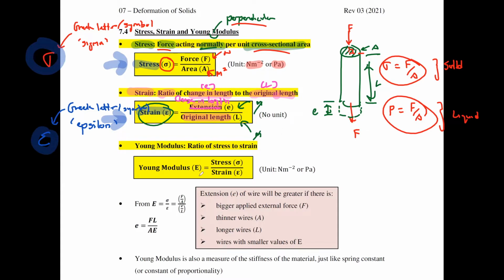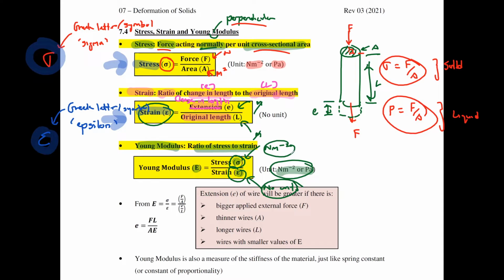Lastly, you would have something called Young's modulus. Young's modulus is denoted by the symbol E here. It is the ratio of stress to strain, sigma over epsilon. The unit is Newton per meter square or Pascal, because you recall that stress has units of Newton per meter square and strain has no units. So dividing by no units, you just get Newton per meter square or Pascal.